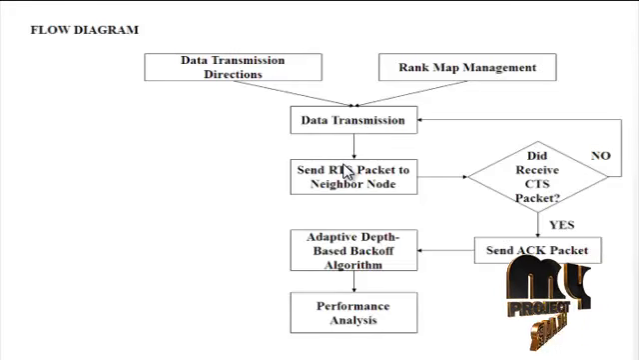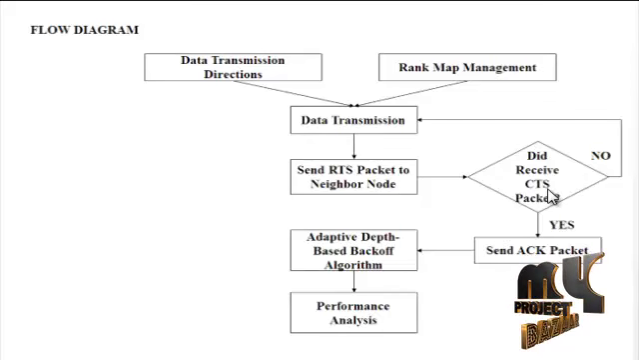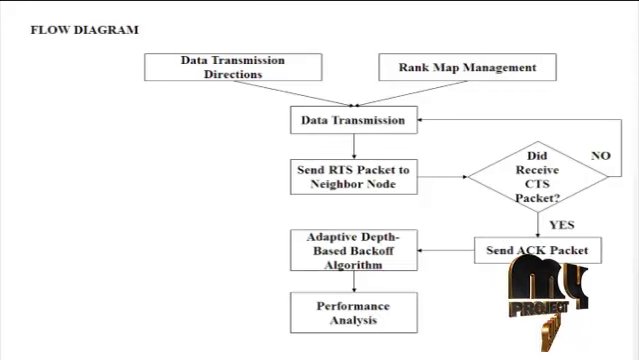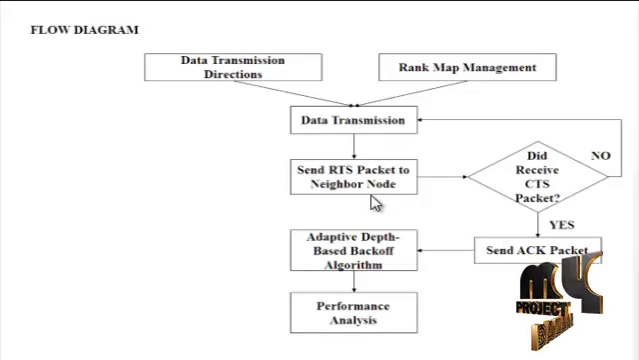Initially, all nodes send the RTS packet to neighboring nodes. If the neighboring nodes reply with CTS packets, the nodes that sent the RTS packet receive the CTS packets, and then receive the acknowledgement packet, that is the ACK packet. If the CTS packet is not received, the data transmission process is performed again. In the objective function, the maximal transmission range and maximal propagation delay of one hop are considered.